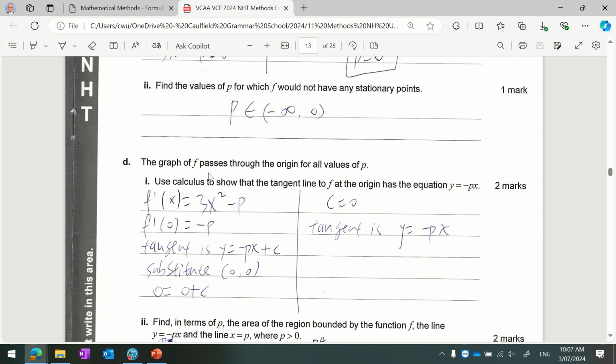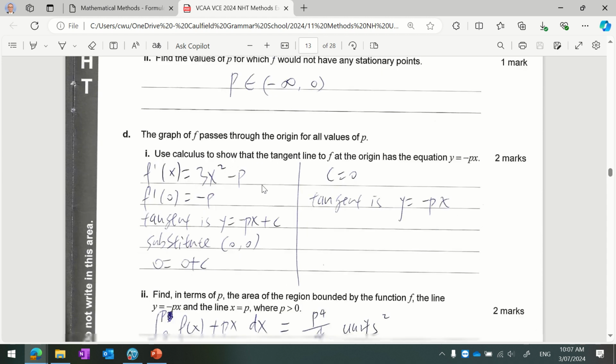Okay, so f passes through the origin for all values of p. Use calculus to show the tangent line to f at the origin has equation y equals -px. So these are 2 marks, and then it says use calculus, so I'm doing this by hand.